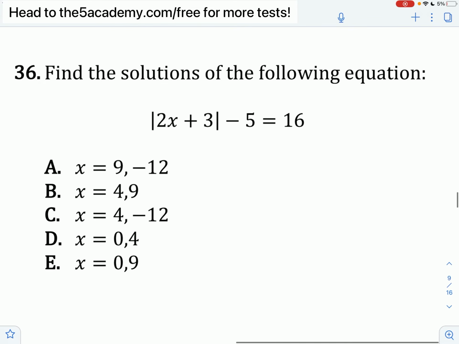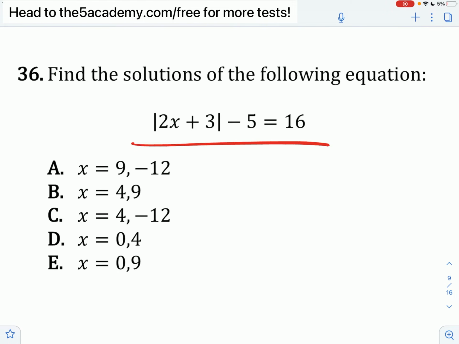Find the solutions for the following equation. So how do we solve something like this? The first step is to identify the absolute value brackets, okay? Once you've identified them, you want to find a way to isolate them, okay? So imagine the problem was 10 times this minus 5 equals 16.